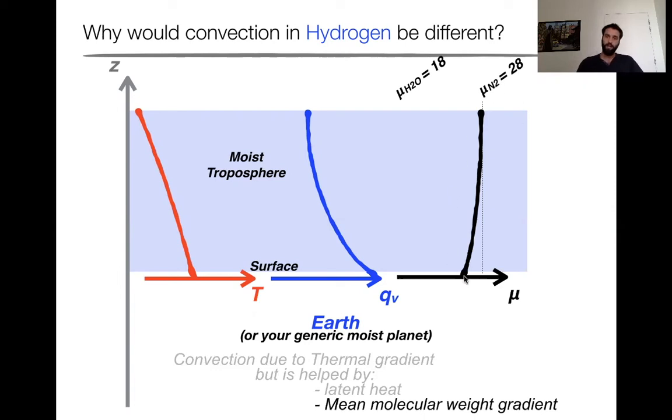So what happens is that for the same temperature, the atmosphere is a bit less dense here at the bottom, where there is a bit more water, than you would have aloft in terms of mean molecular weight, where you have less water vapor. And so this mean molecular weight gradient actually helps convection on Earth. It's not such a big deal on Earth, because convection is already efficient. You're just making it a tiny bit more efficient.